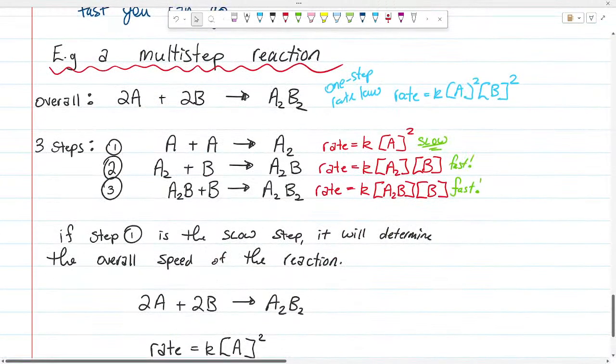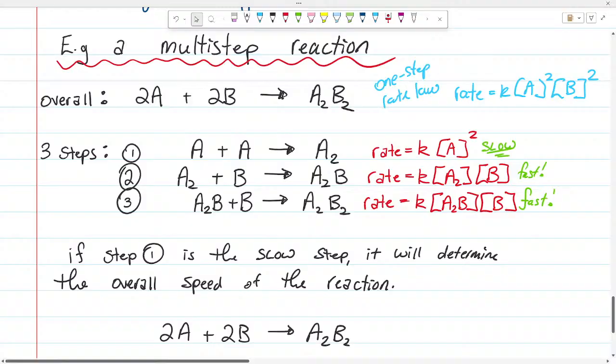Likewise here, in this reaction, even though the overall reaction has 2 A's and 2 B's, the slow step, the step that's slowing you down in this case, is when A bumps into A and turns into A2. That reaction's the hard one. That one doesn't always happen. That's the one that slows you down. So knowing the slowest step of a reaction will tell you what the overall rate law is. Very good.